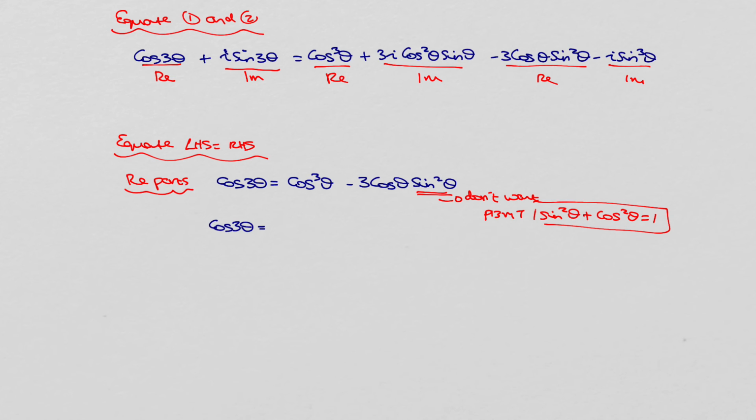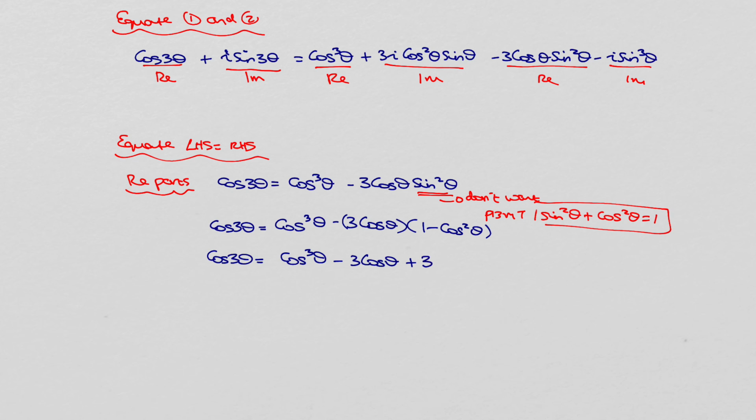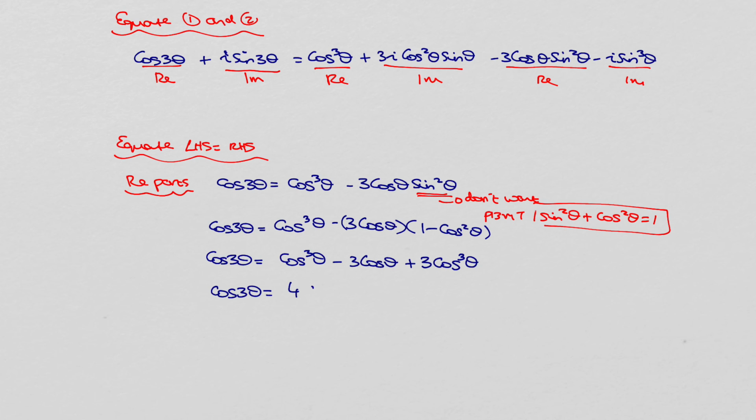So that gives me cos 3 theta equals cos cubed theta minus 3 cos theta times (1 minus cos squared theta). And then all I need to do is multiply out my brackets there. And I get 3 cos theta times 1 and minus 3 cos theta times minus cos squared theta. So minus by minus is plus, and cos theta by cos squared theta gives me cos cubed theta. Now we can see that we have two terms that have a cos cubed theta in it. So if I add those together, that gives me cos 3 theta equals 4 cos cubed theta minus 3 cos theta. And that's exactly what we were looking to show.